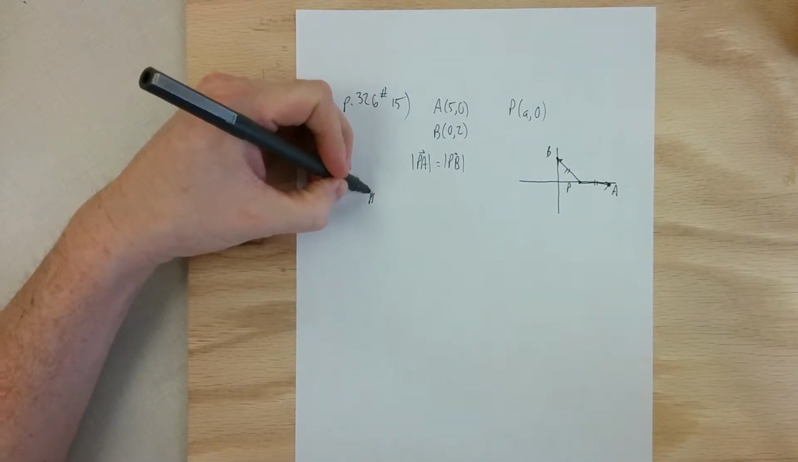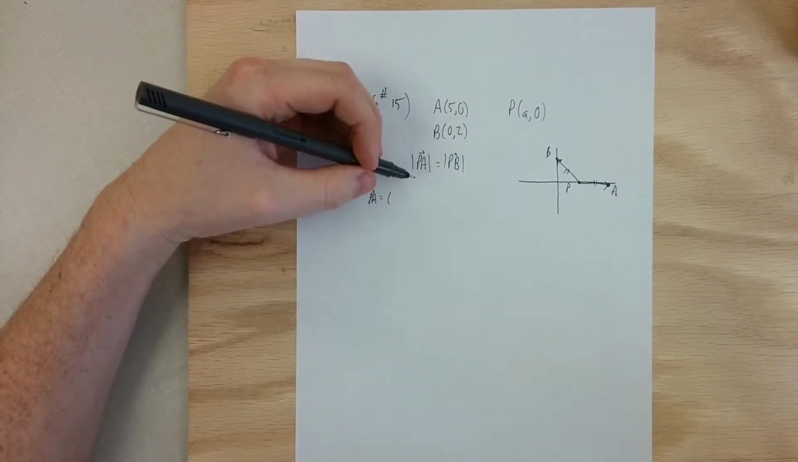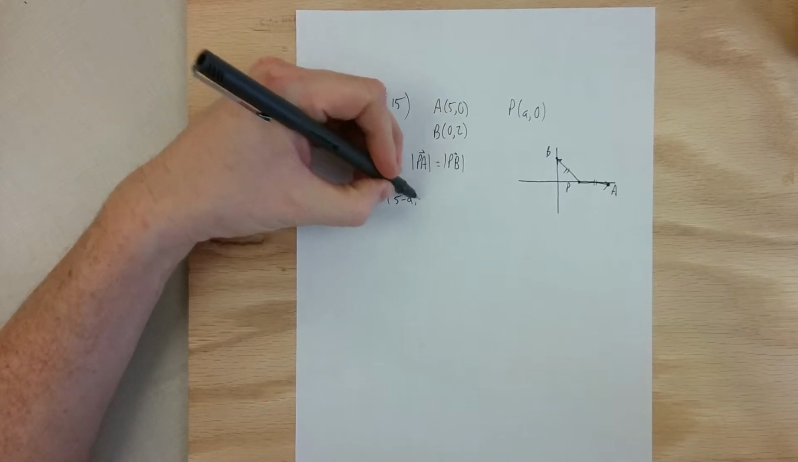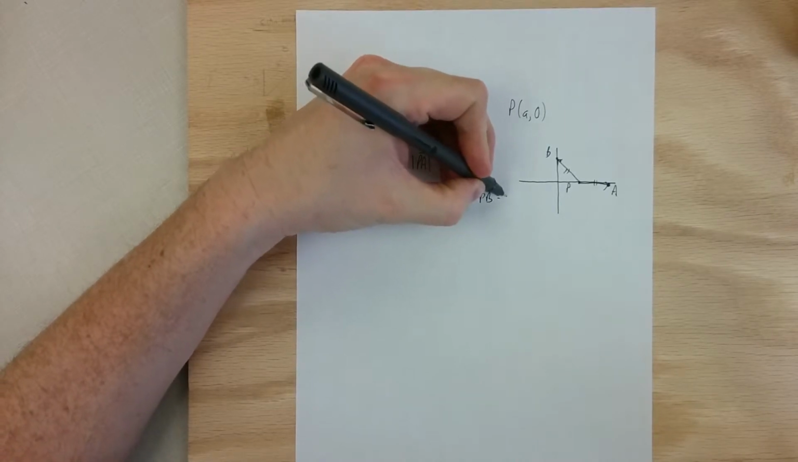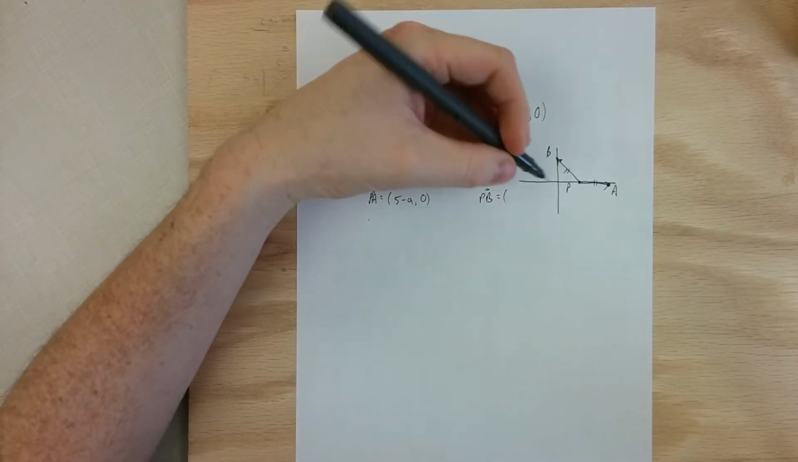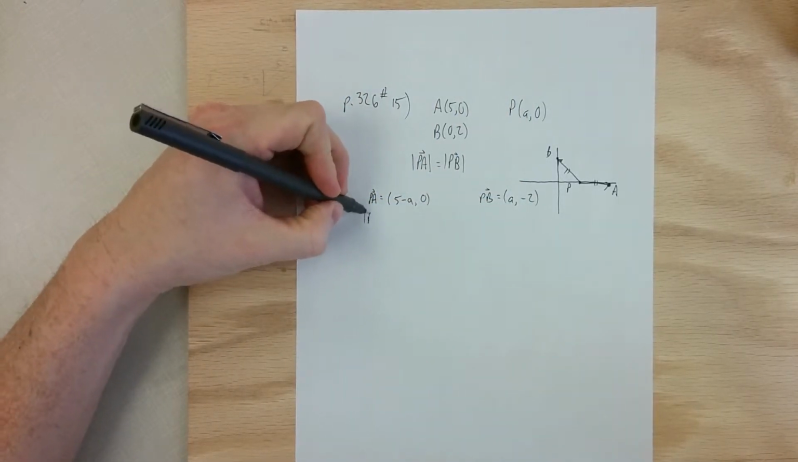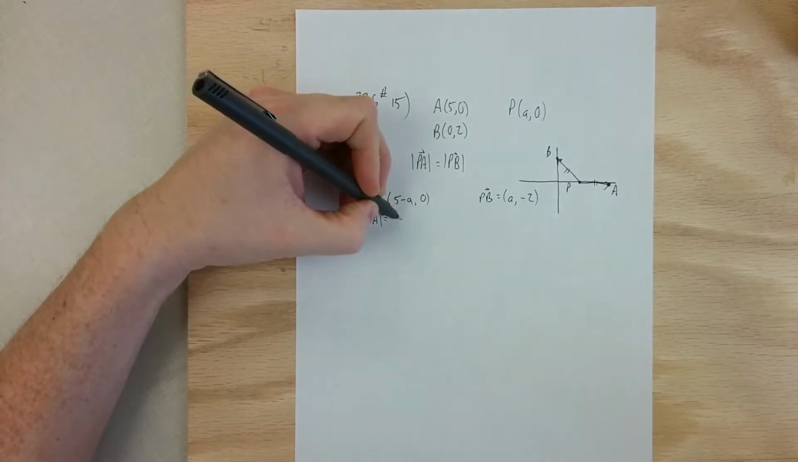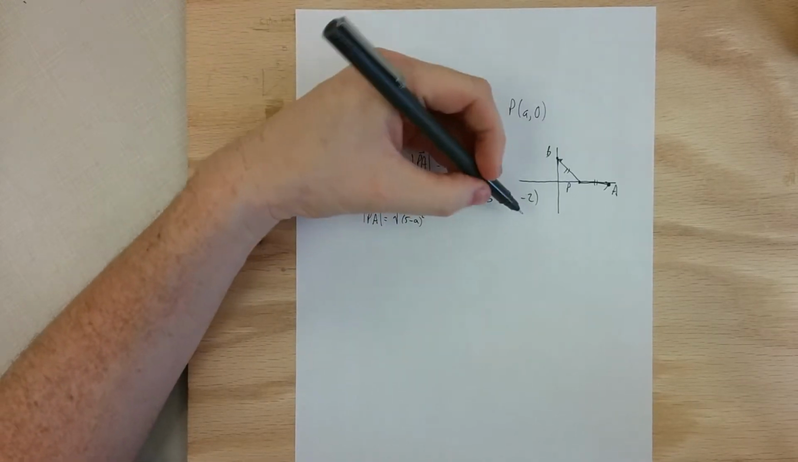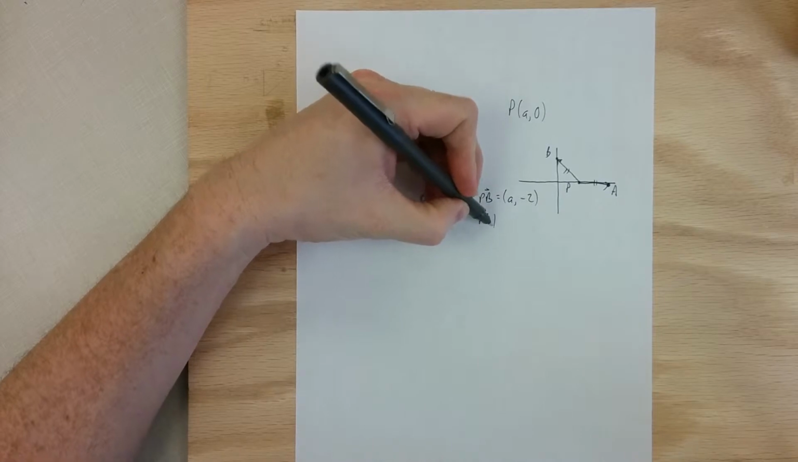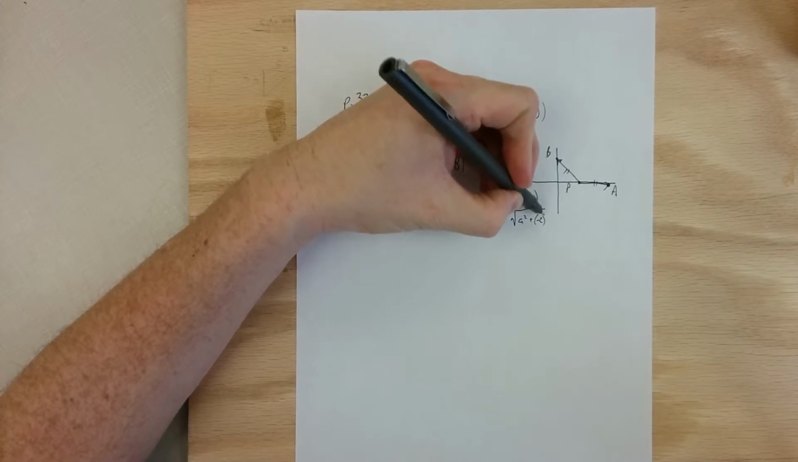So the vector PA will be equal to (5 minus a, 0), and the vector PB will be equal to (a, negative 2). So that means that the magnitude of PA will be equal to root of (5 minus a) squared plus 0, and the magnitude of PB will be equal to root of a squared plus negative 2 squared.